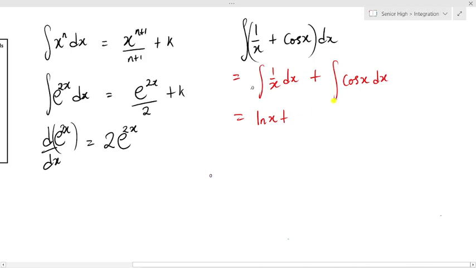So I come here and then I integrate cos x. And remember, when we integrate cos x, it's going to give us sine x. And then I can finally come in and I put my constant k. And that's all. Very simple, right?